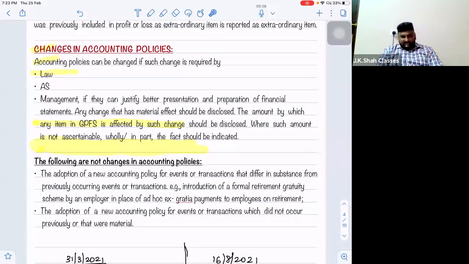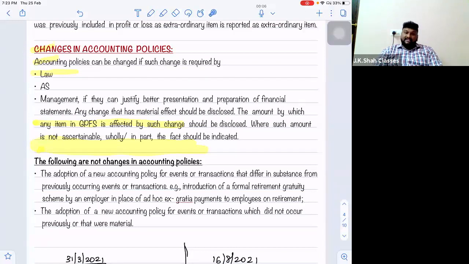Changes in accounting policies. In AS1, we have already discussed. Accounting policies can be changed if it is required by any law or by any accounting standard, or if the management is of the opinion that a change would give a better presentation of the financial statements. This is what we already learned.